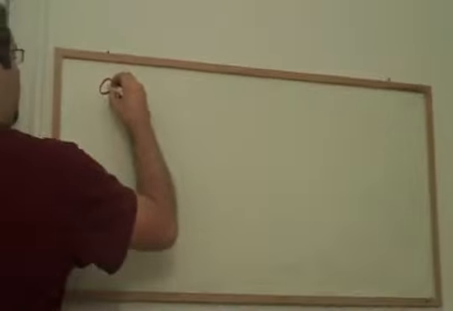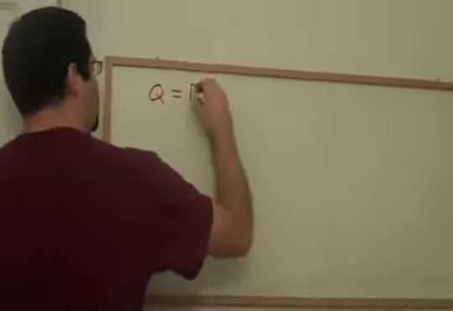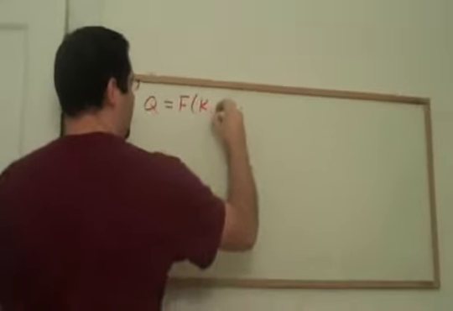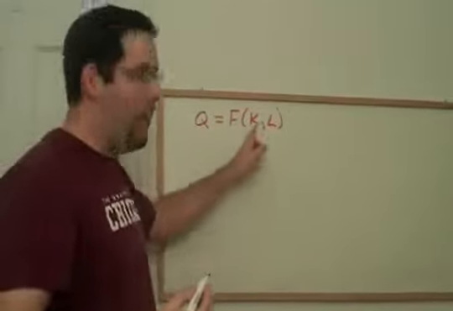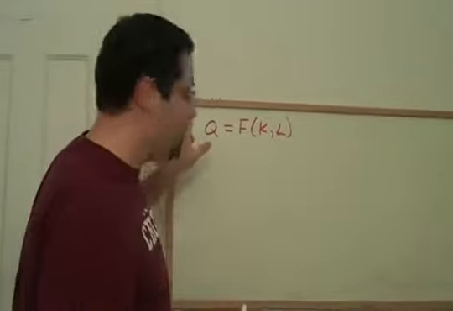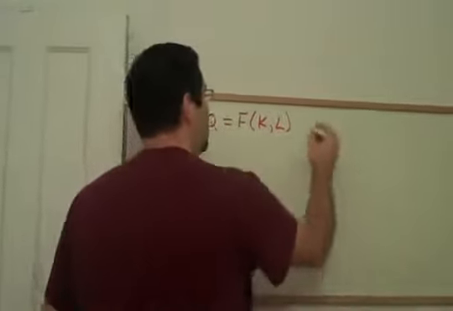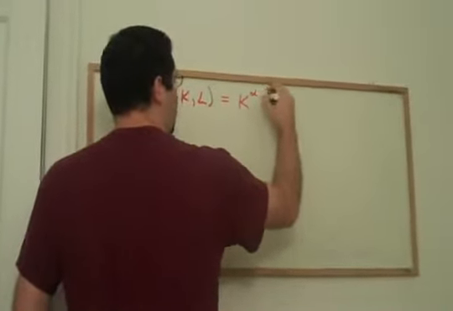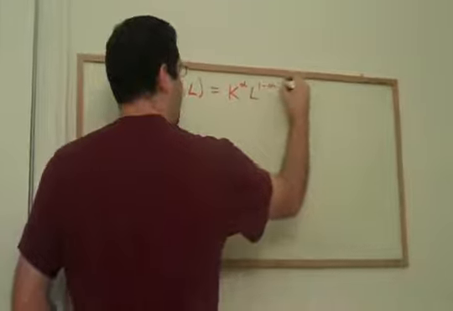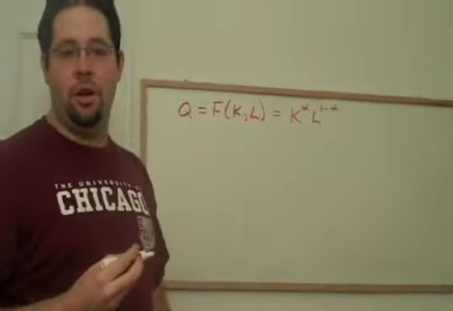So let's just go ahead and start in with a very common production function. Now remember from the last video, production functions are generally functions of capital and labor that tell us for a given bundle of capital and labor how much quantity we can produce. Here is a specific type of production function. This is called a Cobb-Douglas production function.